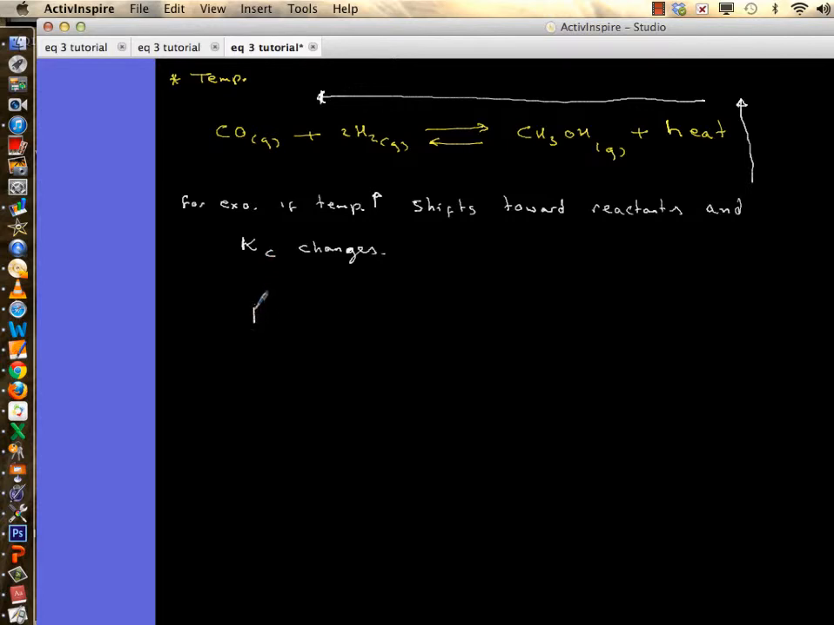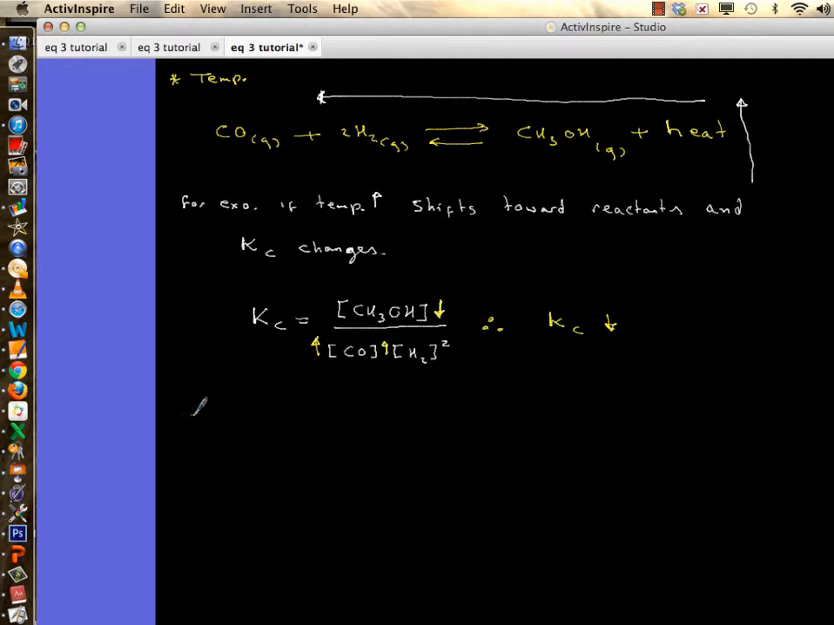Now let's see what Kc does, would it go up or would it go down? Kc is products, which in this case is methanol, raised to the power 1, its coefficient, divided by carbon monoxide multiplied by hydrogen to exponent 2. Now we decided if heat goes up, you shift toward reactants. So the concentration of CH3OH goes down, the concentration of carbon monoxide goes up, the concentration of hydrogen goes up. Simply, your numerator is getting smaller and the denominator is getting bigger. So that means Kc decreases. So for exothermic reactions, if temperature goes up, you shift toward reactants and Kc permanently changes, Kc gets smaller.